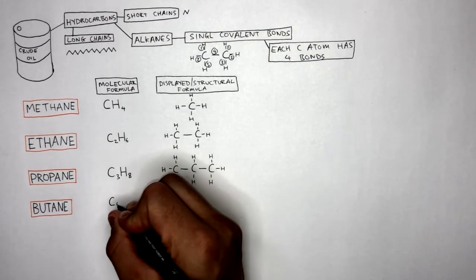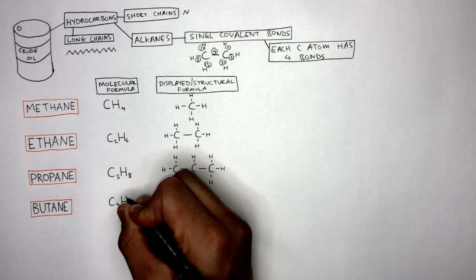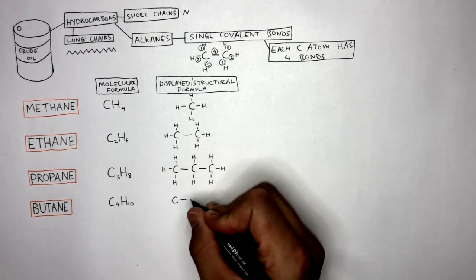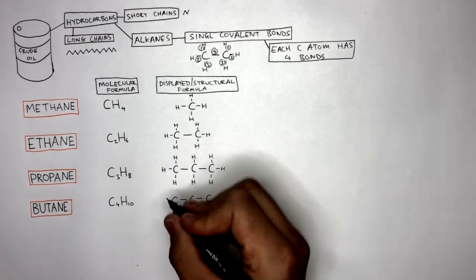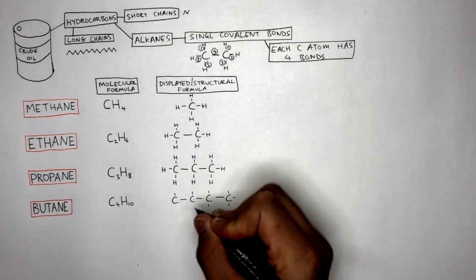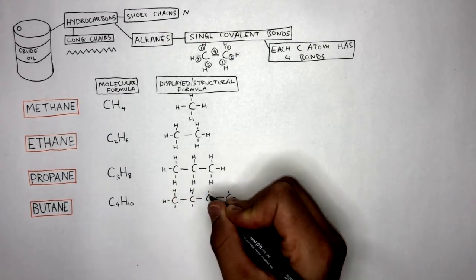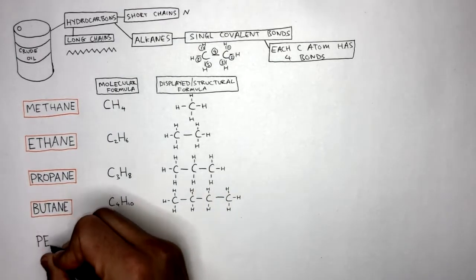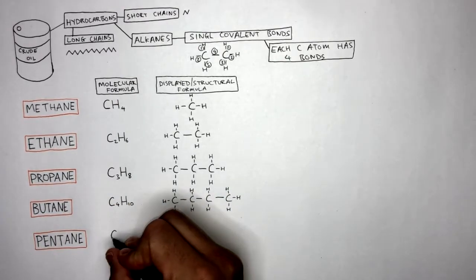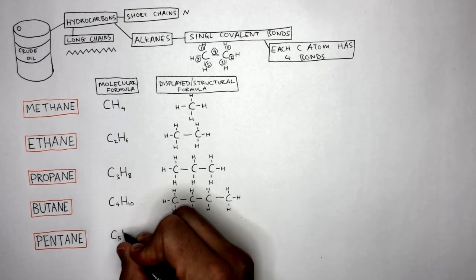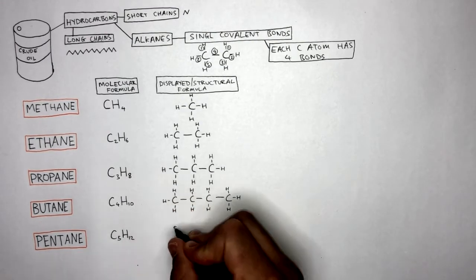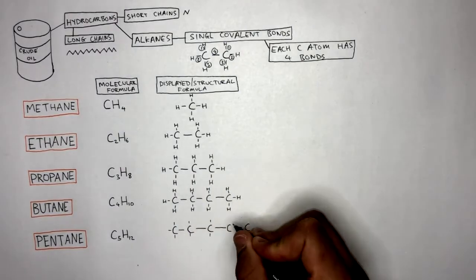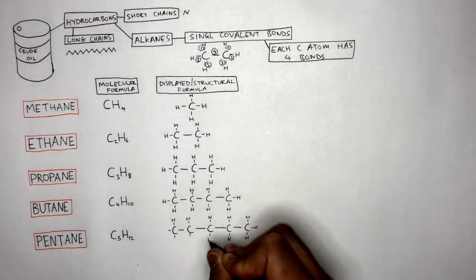The molecular formula of butane is C4H10. You can see how as the molecular formula increases, the displayed formula shows how the chain of carbon atoms in each alkane becomes longer. The fifth alkane is pentane. The molecular formula of pentane is C5H12. The displayed formula clearly shows how pentane has the longest carbon chain.